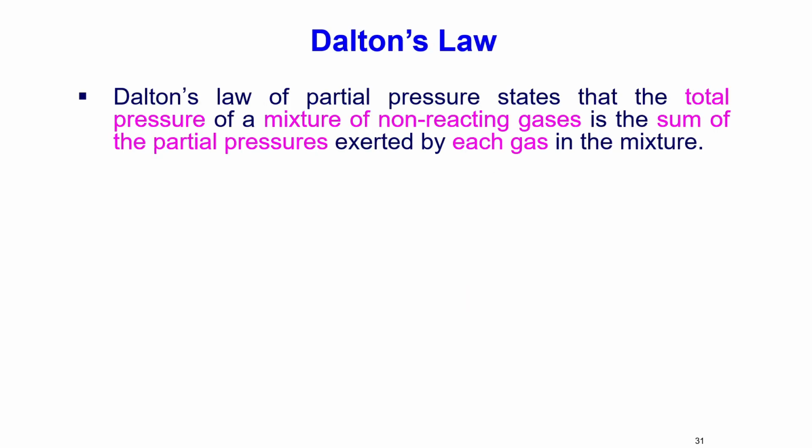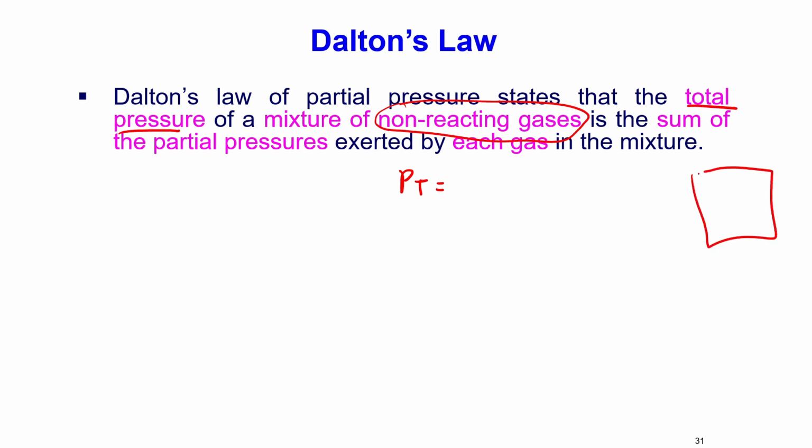Okay, and the last one here is about Dalton's law. So, Dalton's law refers to the law of partial pressure. Dalton's law states that the total pressure, meaning P total, for non-reacting gas, meaning if the gases interact with each other, they will not produce a new gas. So, they remain as the initial gases that were mixed. So, it is the sum of the partial pressure exerted by each gas in the mixture.